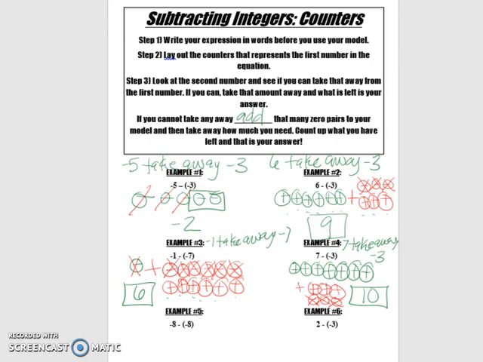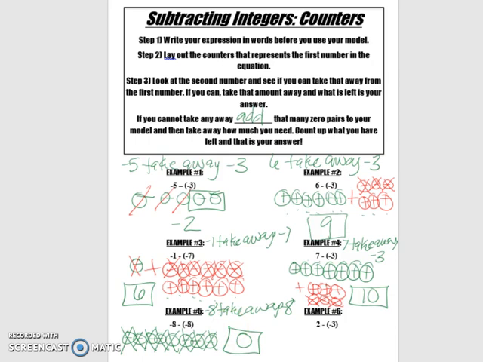All right, let's do another example because we have 2 more. So this is -8 take away -8. So let's draw our negatives. 1, 2, 3, 4, 5, 6, 7, 8. And it says we need to take away -8. Do we have -8 to take away? We do. 1, 2, 3, 4, 5, 6, 7, 8. Since we've taken away everything that we need, we have nothing left over. So our answer is 0.